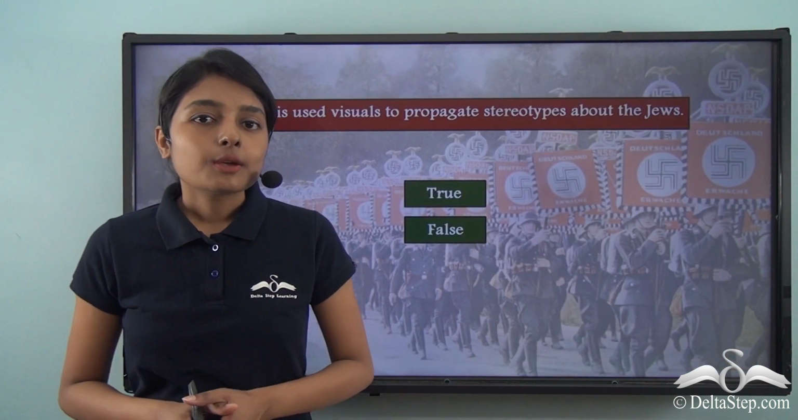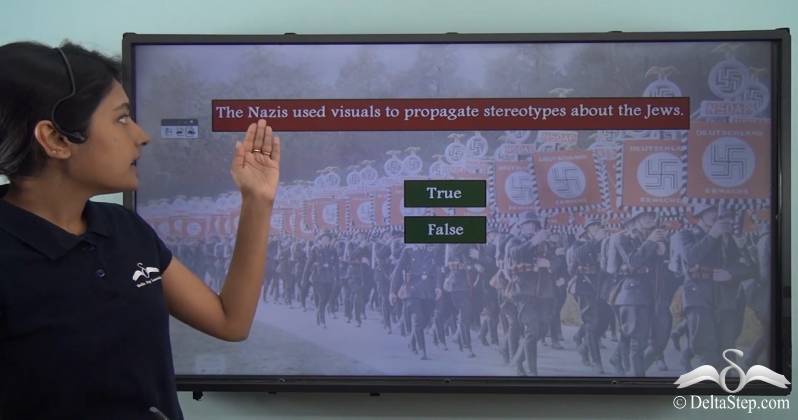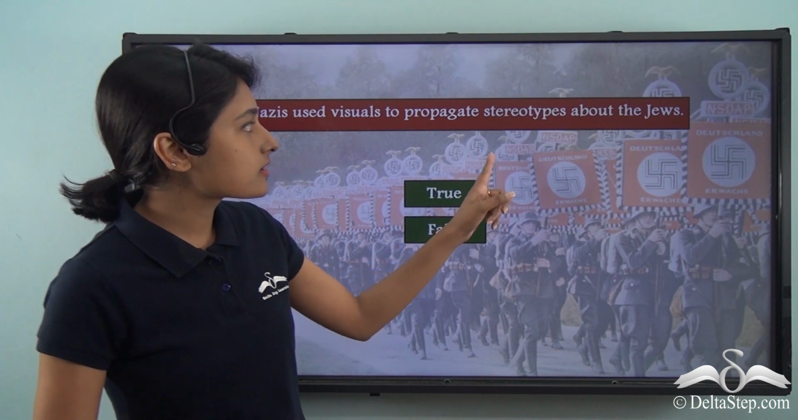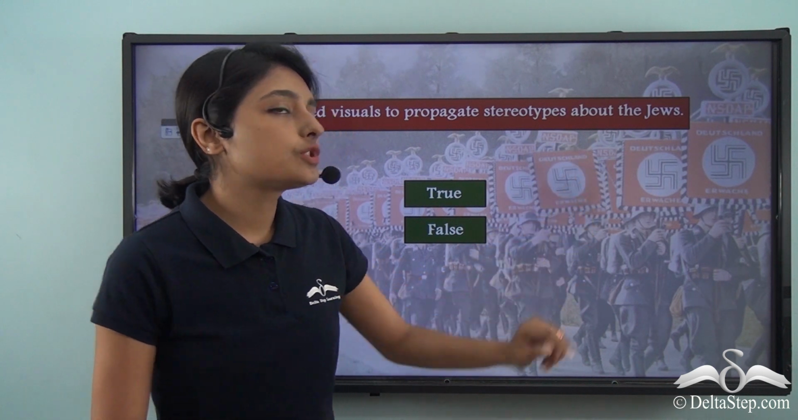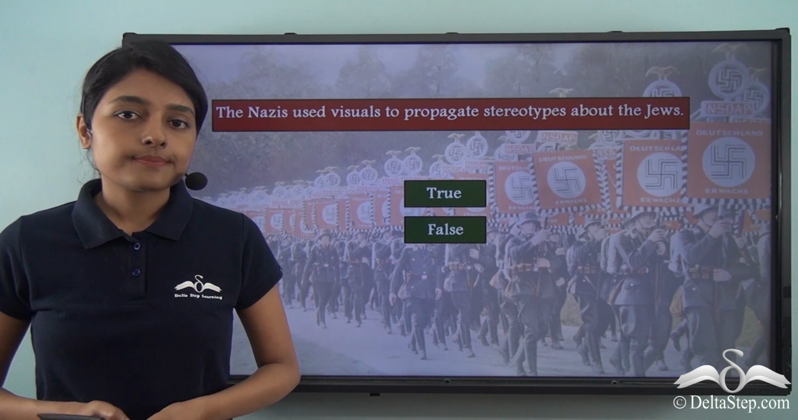Before proceeding with this lesson, let me ask you a question. The Nazis used visuals to propagate stereotypes about the Jews. Do you think this statement is true or false?